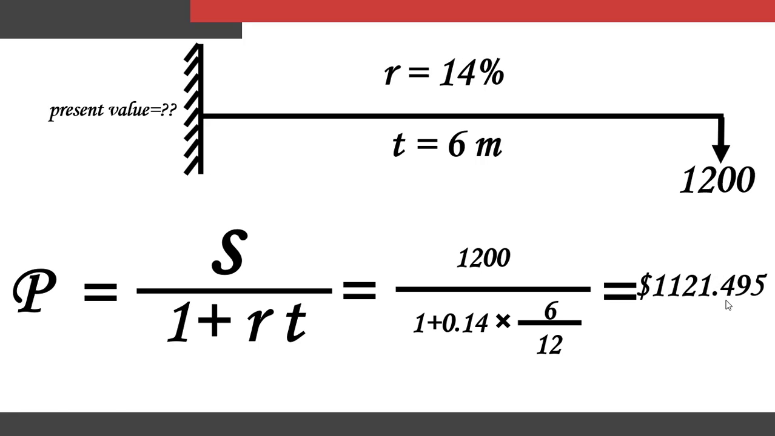As a third, R equals 14%. For the same S and the same T, in the same formula P equals S over 1 plus RT, we use rate equal 14%, so P is $1,121.495.